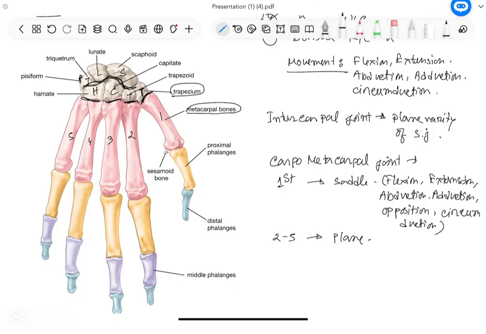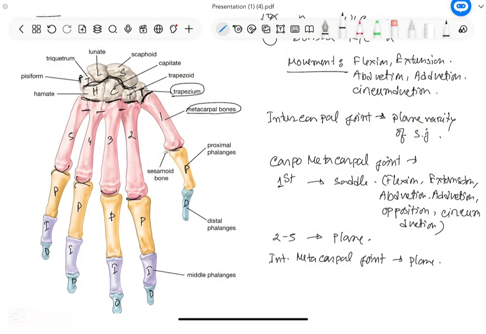Now in between the metacarpals there are also joints. We call them intermetacarpal joints, and they occur from the second to the fifth metacarpal. The intermetacarpal joint is also a plane variety of synovial joint. After that, the metacarpals are attached with the phalanges. We know each finger has 3 phalanges: proximal, intermediate or middle, and distal. Except the thumb, which has 2: proximal and distal.